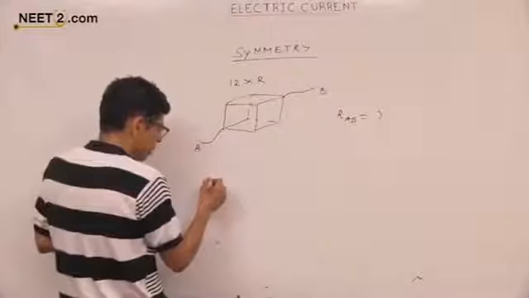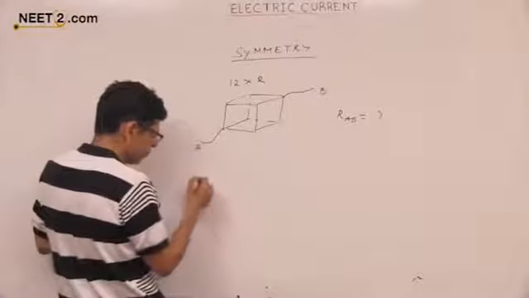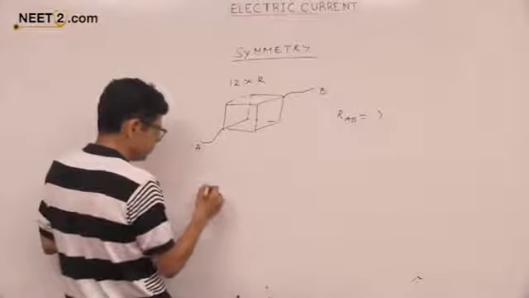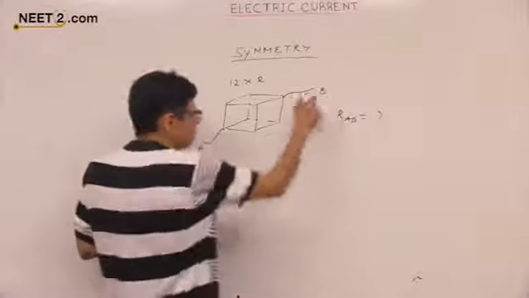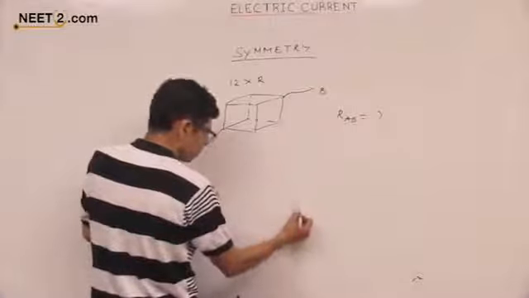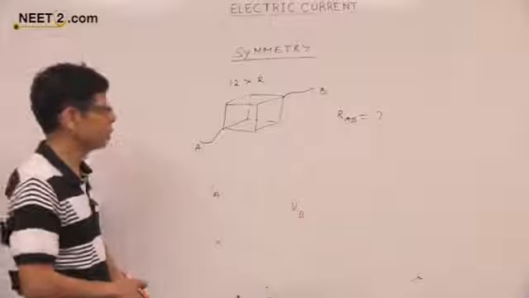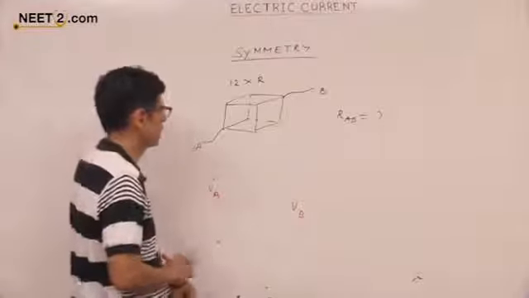So what I do is, corresponding to this, I give it a name. I call it VA. So this is VA level of potential. The other end here, or here, it's the same VB level of potential. And now which of these are equipotential, these corner points?